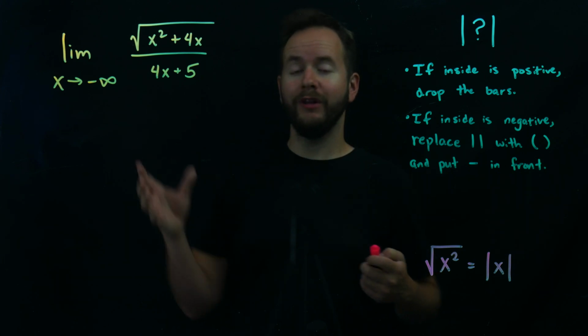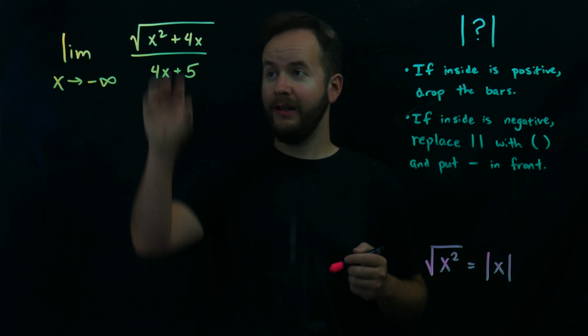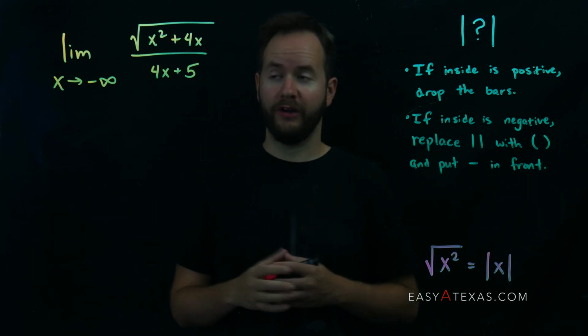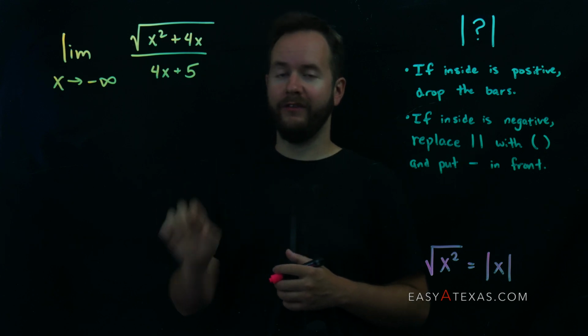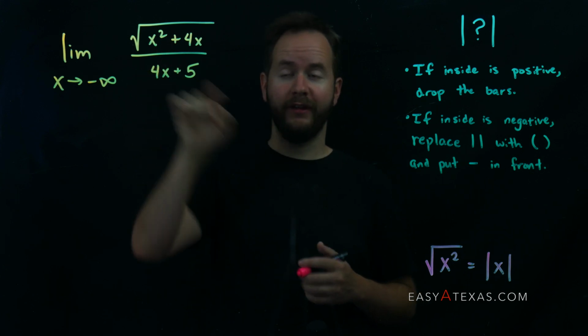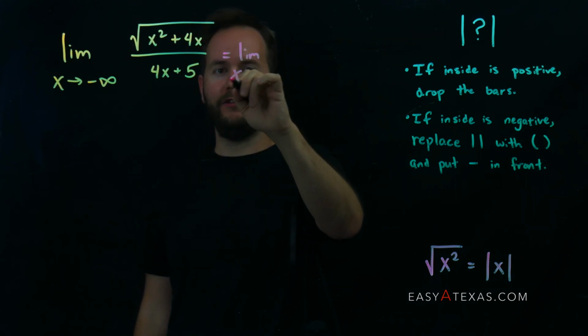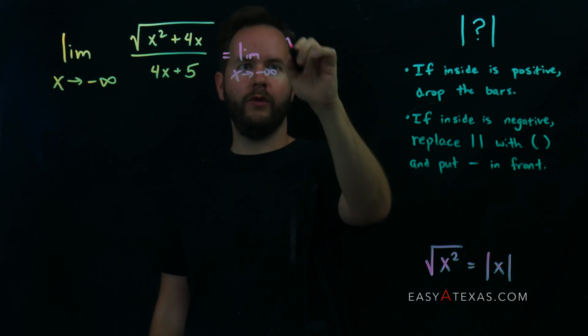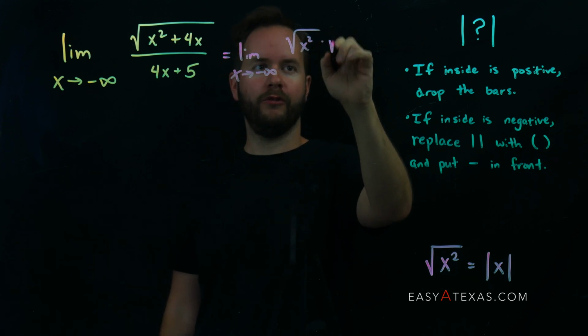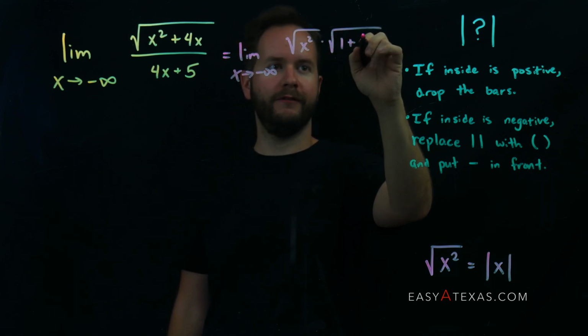All right, here we have a really difficult limit: the limit as x goes to negative infinity of the square root of x squared plus 4x, over 4x plus 5. What I need to do to tackle this limit is pull out the x squared from inside the radical. So I'm going to do that by doing the following. I'm going to say this is the limit as x approaches negative infinity of the square root of x squared times the square root of 1 plus 4 divided by x.